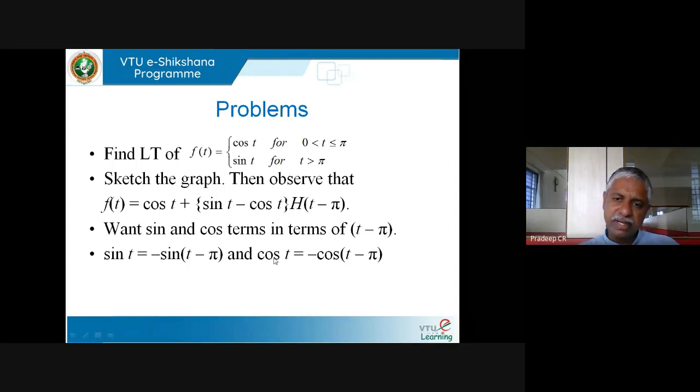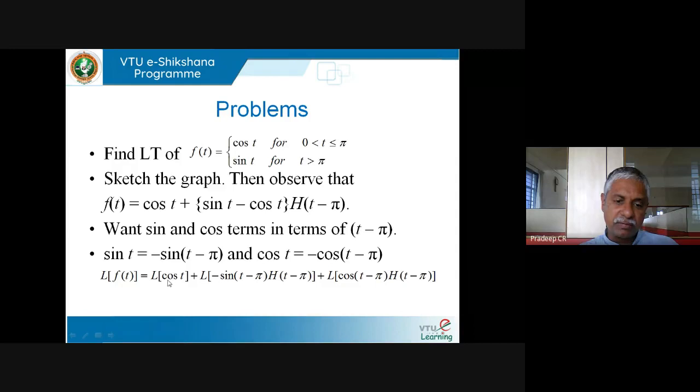Similarly, cos of t and cos of pi minus t. How are they related? Cos of t is minus of cos of pi minus t. So pi minus t and t minus pi are same for cos because it's an even function. So cos t is minus of cos of t minus pi. These are all your PUC trigonometry. Don't ask me now why these are true. If you don't know, you have to just remember this formula. So sin t is minus of sin of t minus pi and cos t is minus of cos of t minus pi. So now I'll use this.